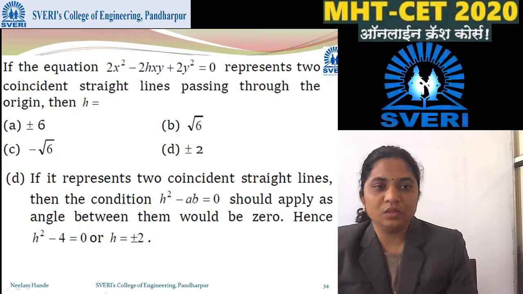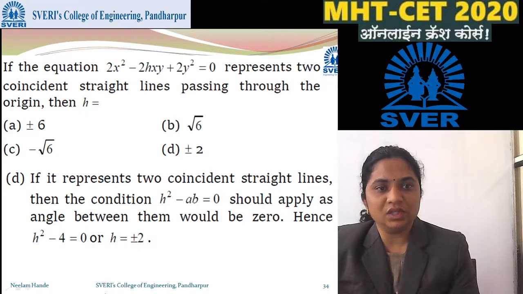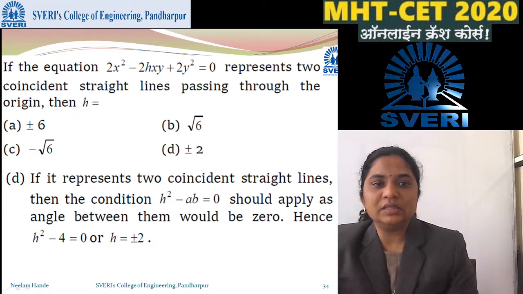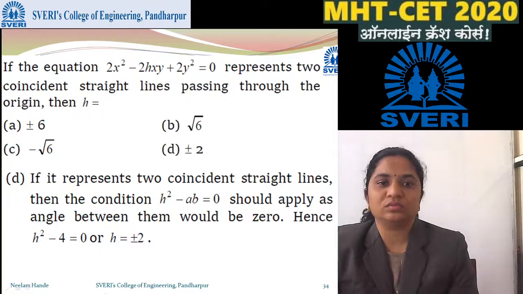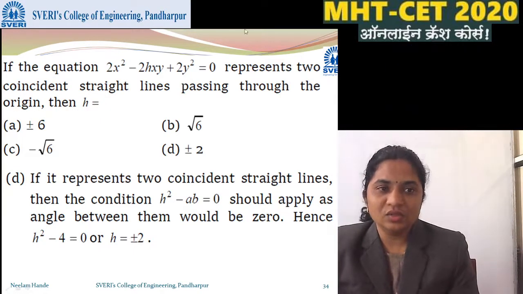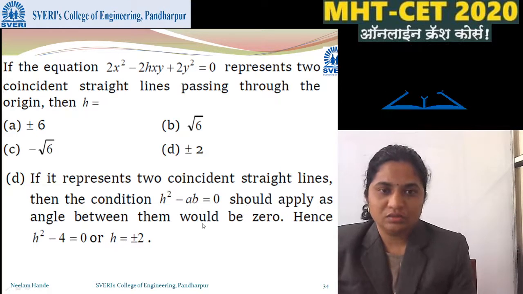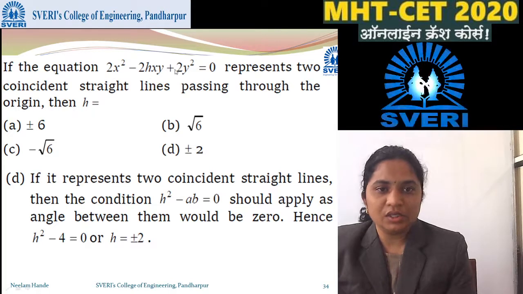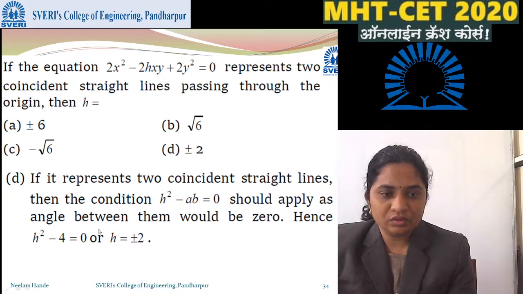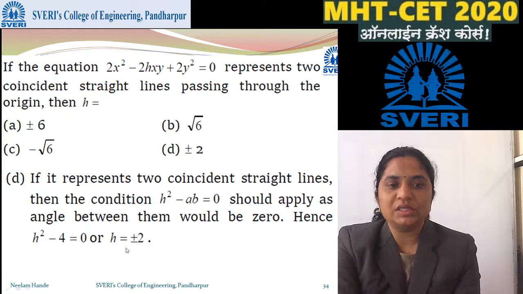Next question, if the equation 2x square minus 2hxy plus 2y square equal to 0 represents two coincident straight lines passing through the origin, then h is equal to? Again coincident straight lines, so we know the condition h square is equal to ab, so h square minus ab is 0. Here h is h itself, a is 2, b is 2, so 2 into 2 is 4. So h square minus 4 is 0, that is h is plus minus 2. So option D is correct.